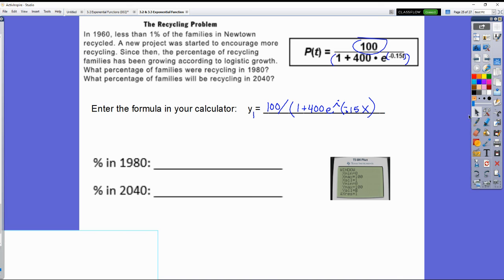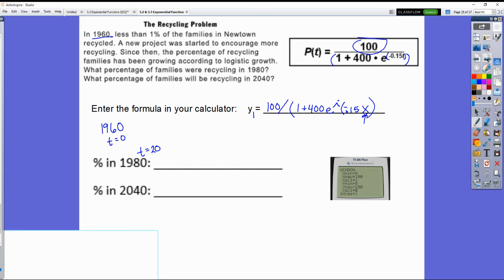So that is what I want you to be able to do, but there's also solving it. So what would be the percent in 1980? Well, this started in 1960, so that would be t equals 0. So in 1980, that's t equals 20. So all you need to do is put a 20 in here. You can do it on the graph, or you can just type it in on your normal calculator screen.